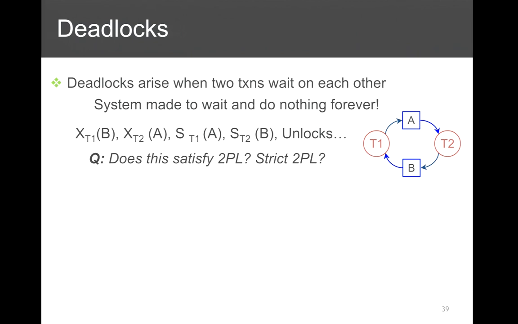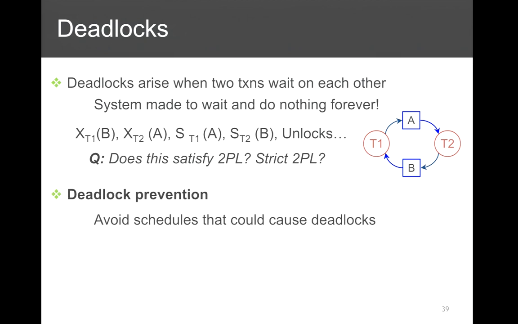Now, does this schedule satisfy 2PL? And does it satisfy strict 2PL? Yes. The transactions are acquiring locks as and when they need them. Nobody has released their locks. Everybody holds their locks. So it satisfies strict 2PL, not just non-strict 2PL. So even with strict 2PL, even though you have serializability and recoverability, you could end up with more trouble, and that's deadlocks.